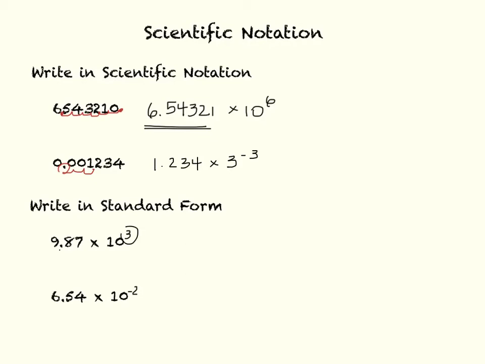Writing in standard form, the positive right here means I want my number to get bigger, so I'm going to take 9.87, move it 3 times to the right, and I get 9870. There's my decimal. And in this one, the exponent is negative, so I want to move that decimal back 2, and I get 0.0654.